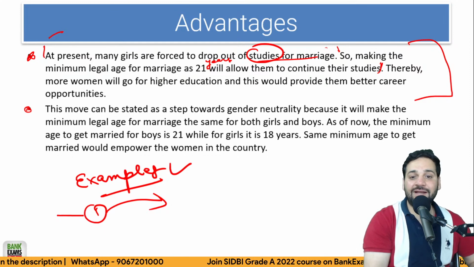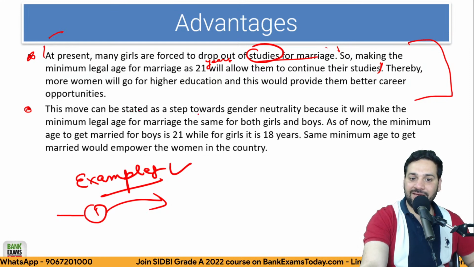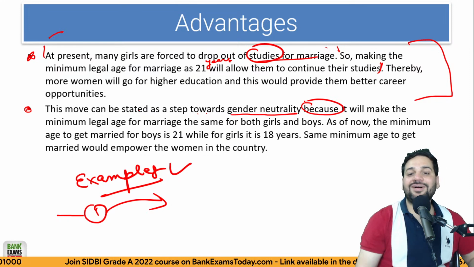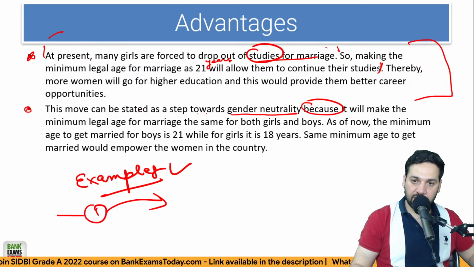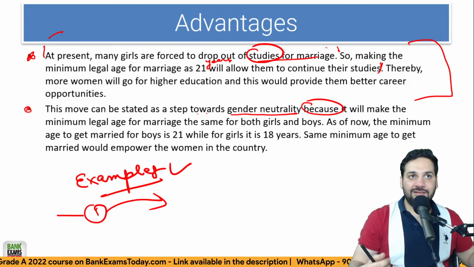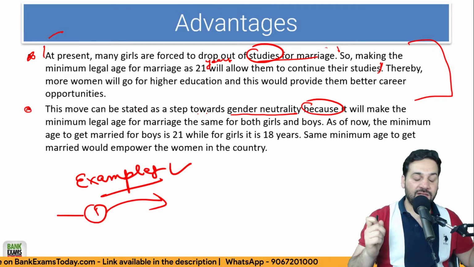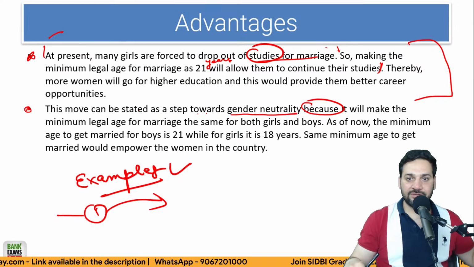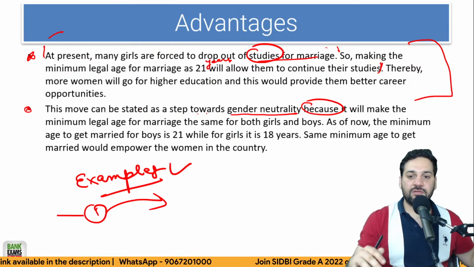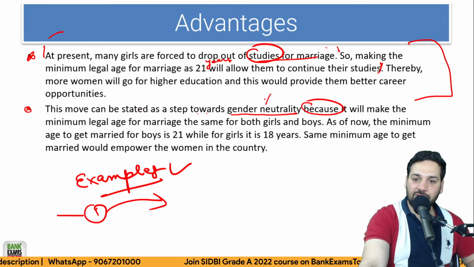Okay. So second advantage, gender neutrality. This move can be stated as a step towards gender neutrality, using words like because, thereby, therefore, but, so. These words help to integrate the ideas. The proper flow of words is there. So how does it bring gender neutrality? Gender neutrality is a keyword.